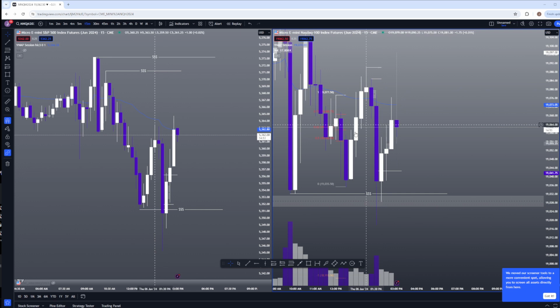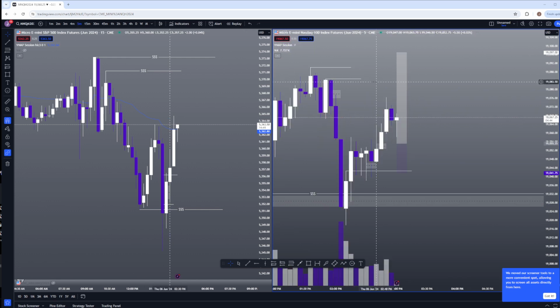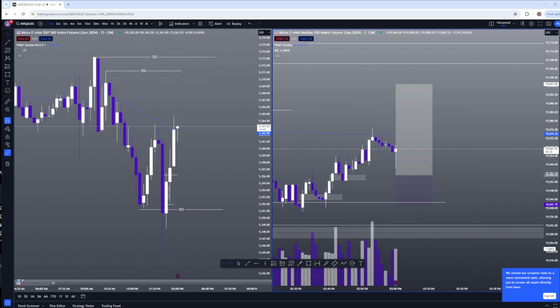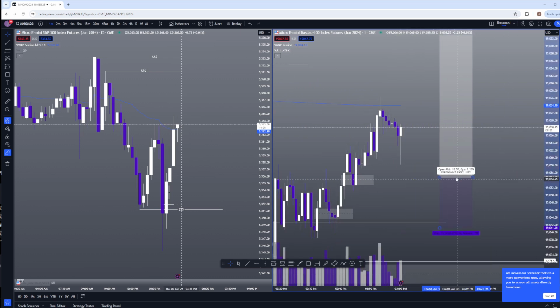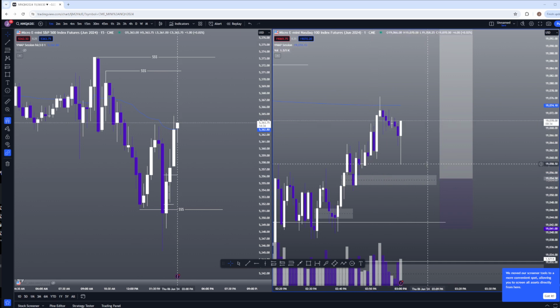All right, so our 15 minutes still closed inside of the fair value gap. Again, I still think we're going to try to push through it. Almost came back into that 1 minute.